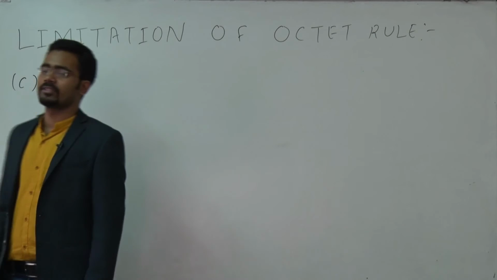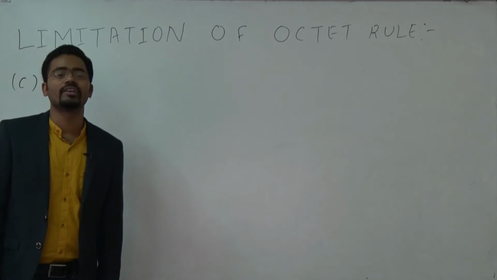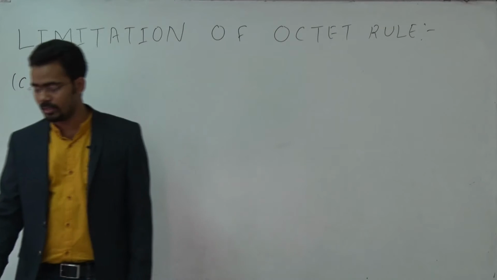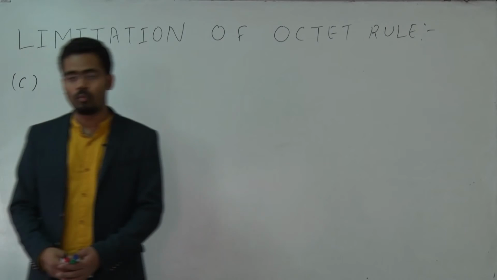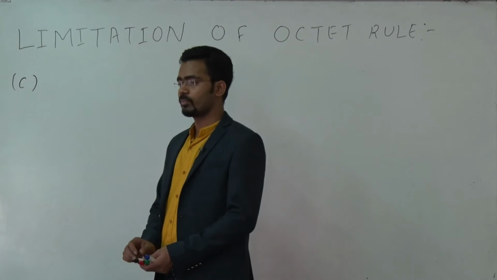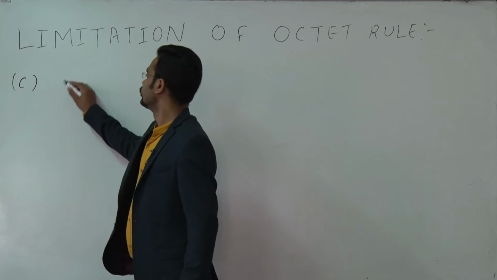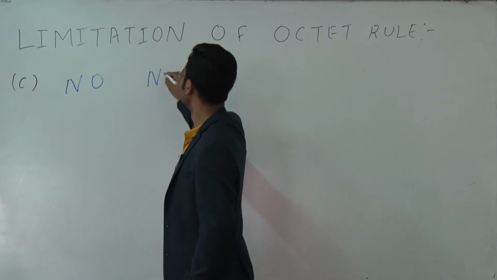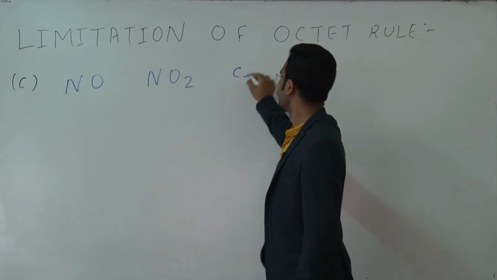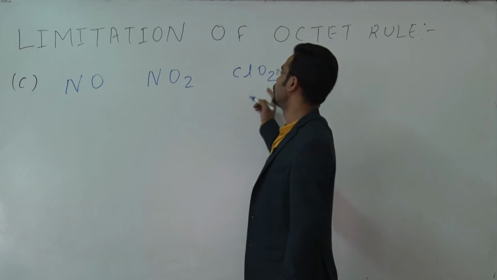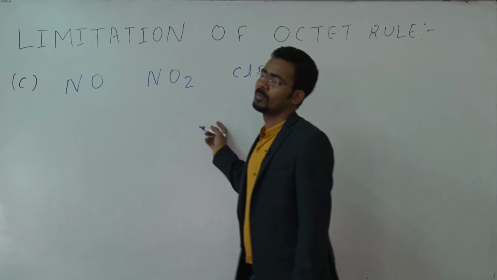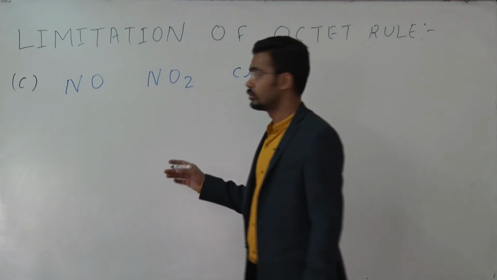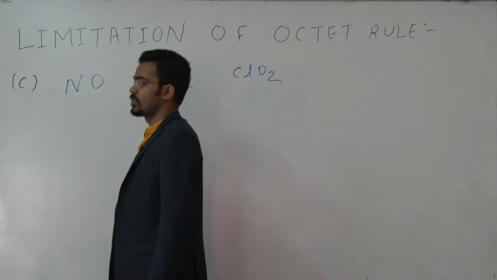Odd electron species do not obey the octet rule. So what is an odd electron species? Example: NO, NO2, ClO2. These are odd electron species. First you have to draw the Lewis dot structure of all these compounds. So now see here, draw the Lewis dot structure of NO.